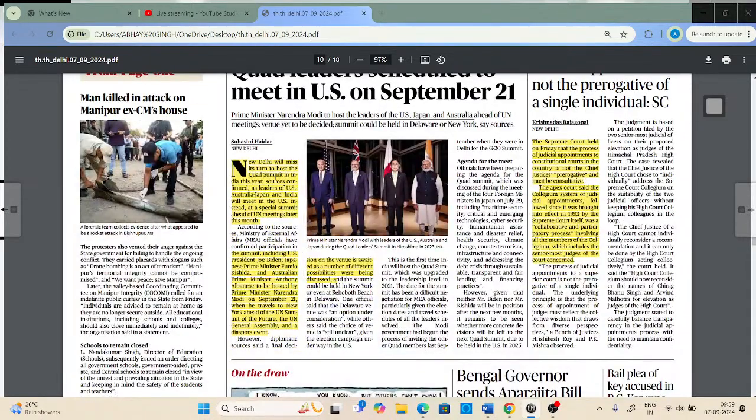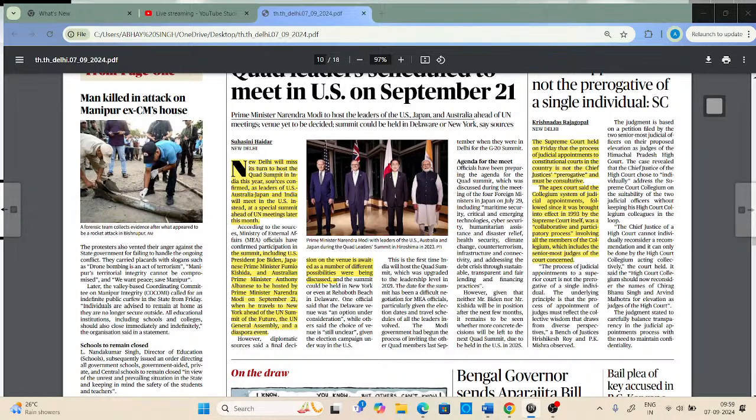Now, in this particular summit, the President of the United States of America, Mr. Joe Biden, the Prime Minister of Japan, Mr. Fumio Kishida, the Australian Prime Minister, Mr. Anthony Albanese, and Prime Minister Narendra Modi will participate on September 21. Prime Minister Narendra Modi will travel to New York on 21st of September to attend the UN Summit of the Future. And on the sidelines of this UN Summit of the Future, this Quad Summit will be organized.